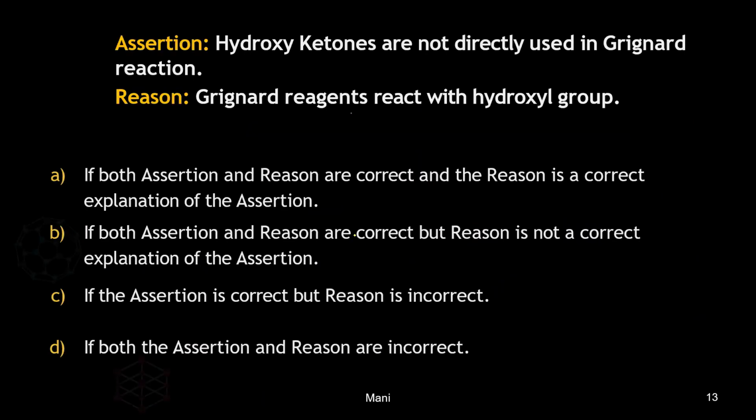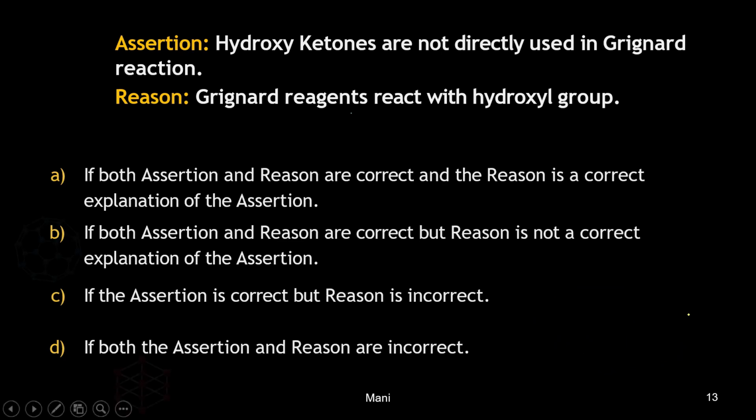Good. So tell me this: hydroxyketones are not directly used with Grignard reagent. Grignard reagent reacts with a hydroxyl group. Hydroxyketone, what does that mean? You take a ketone, let's say C double bond O, which contains a C having the hydroxyl group. So you see here, this is R C double bond O R, but this R is containing the OH group. Such compounds we call hydroxyketones. Actually, this compound is called alpha hydroxyketone.